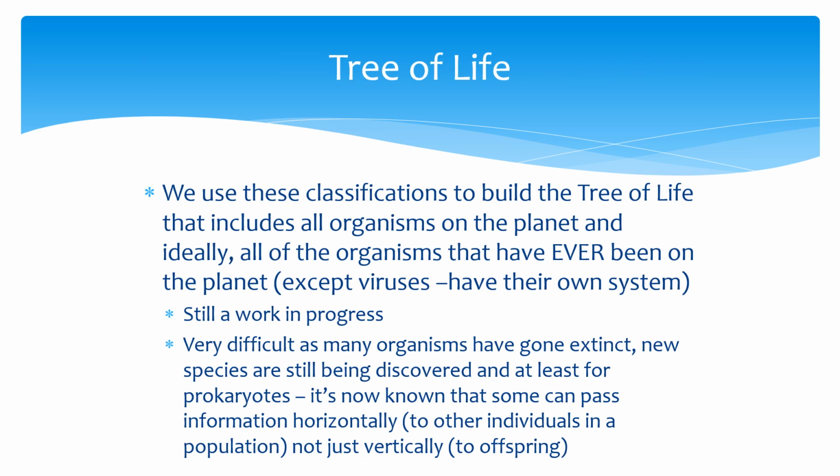Now the last thing we're going to end on is a gentle reminder of what we use this classification system for: to build that tree of life that I showed you in the first part of chapter 1. This is going to include all organisms on the planet and ideally all the organisms that have ever been on the planet, minus viruses because we don't necessarily consider them alive. And remember that our tree of life is a work in progress, and it's still particularly difficult to form due to a lot of organisms that have already gone extinct.